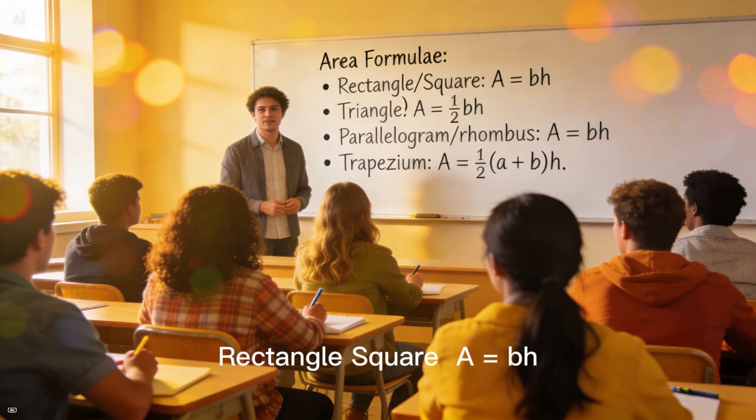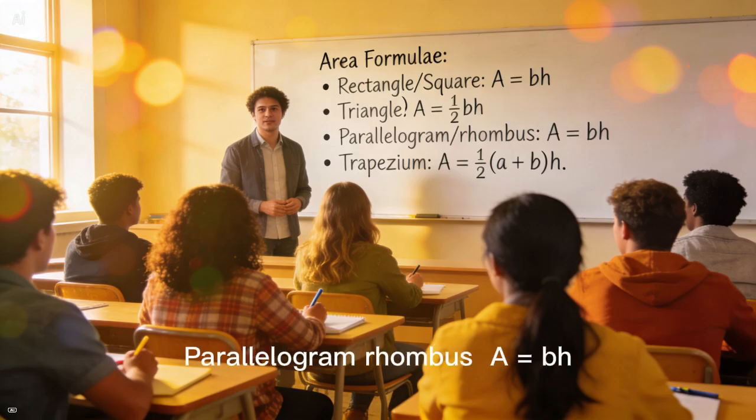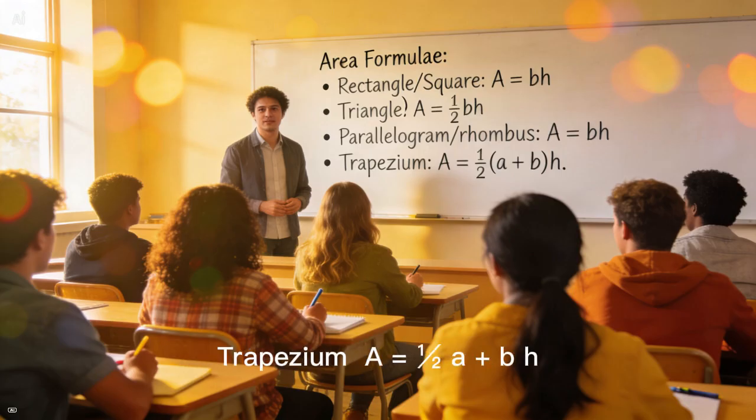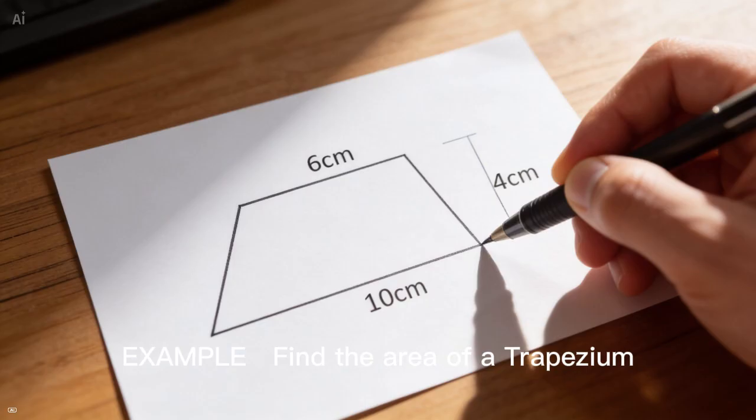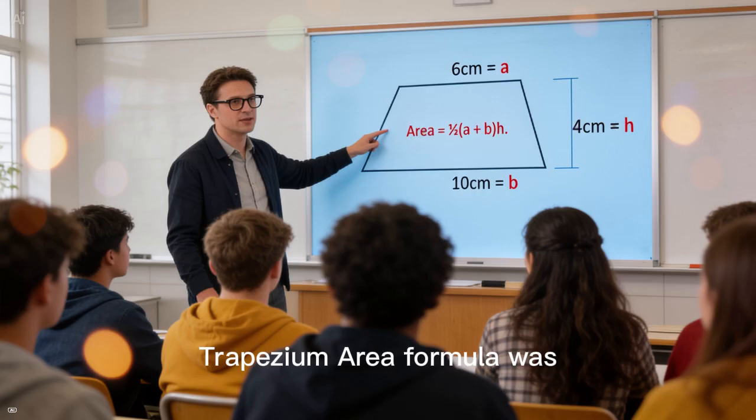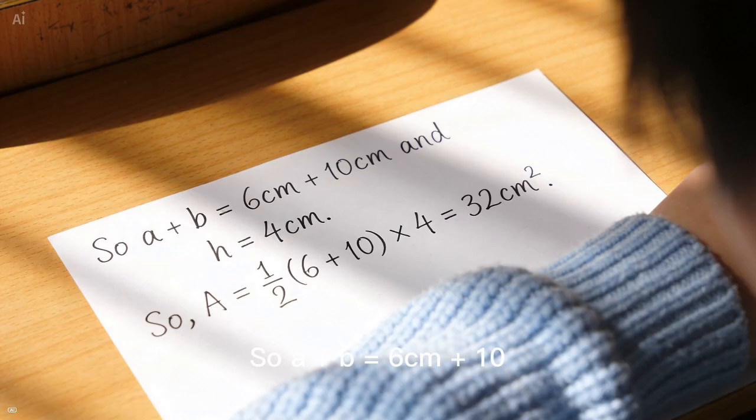Area formulae: rectangle, square, A equals BH. Triangle, A equals 1/2 BH. Parallelogram, rhombus, A equals BH. Trapezium, A equals 1/2 (A plus B) H. Example, find the area of a trapezium with parallel sides 6 cm and 10 cm, height 4 cm. The trapezium area formula is half (A plus B) times H, where A and B are the two parallel lines, and H is the perpendicular distance between them. So A plus B equals 6 cm plus 10 cm, and H equals 4 cm. So A equals 1/2 (6 plus 10) times 4 equals 32 square centimeters.